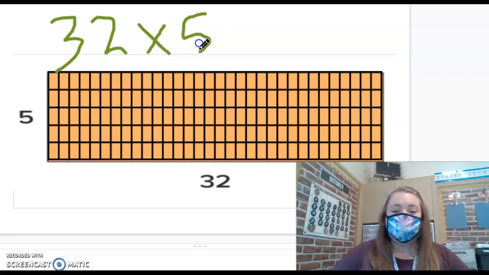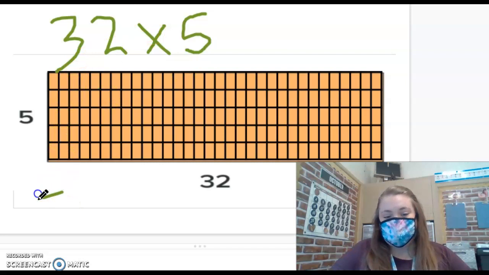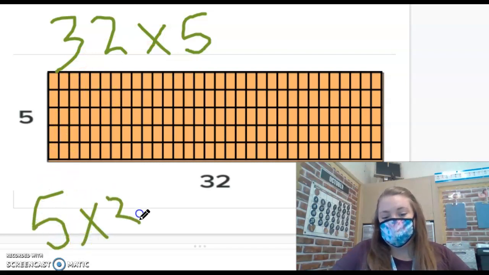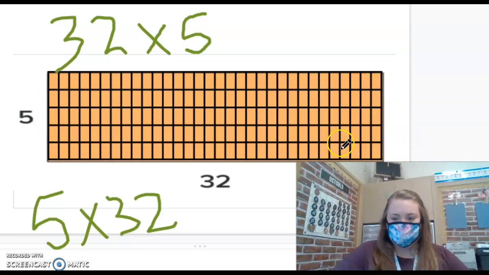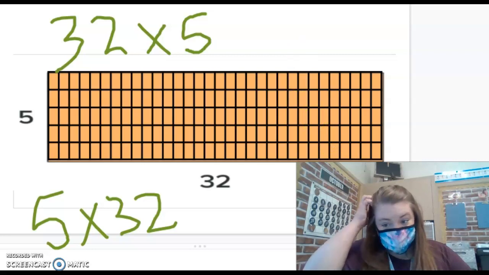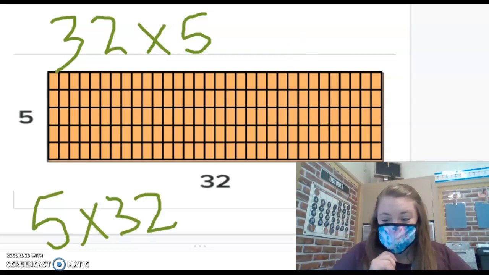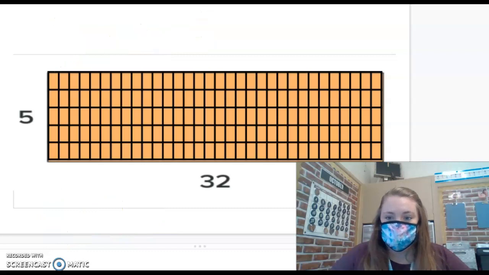Okay, so now we can see that this multiplication problem would be 32 times 5. Because we have 32 groups of 5, so here's one group of 5, 2, 3, 4, 5, all the way to 32. We could also say that it is 5 times 32. So we could also say that we have 5 groups of 32. 1, 2, 3, 4, 5 groups of 32. So, do you really want to have to count all those little squares? No, me either. That would not be so fun. So let's look at a way to make this a little bit easier for ourselves.